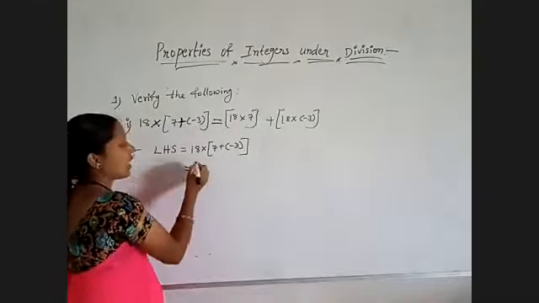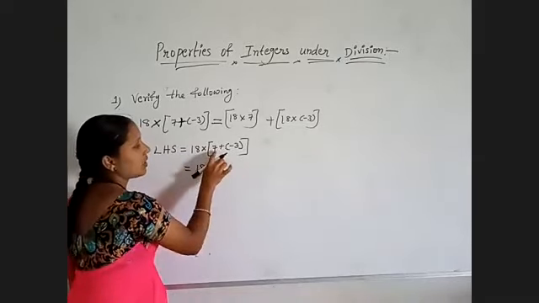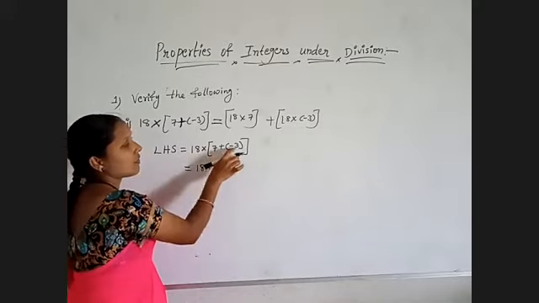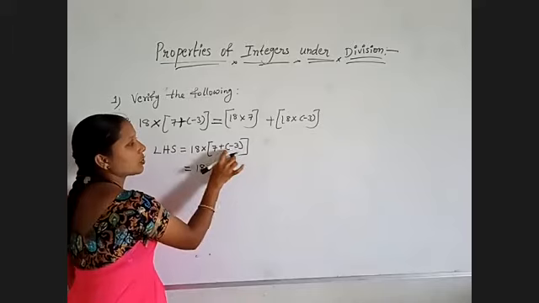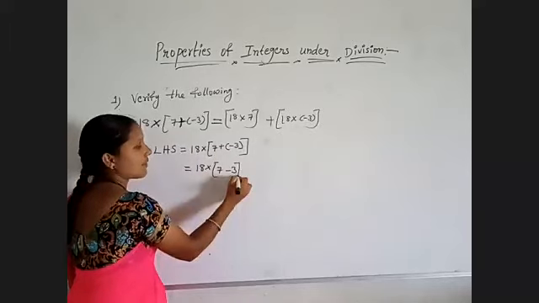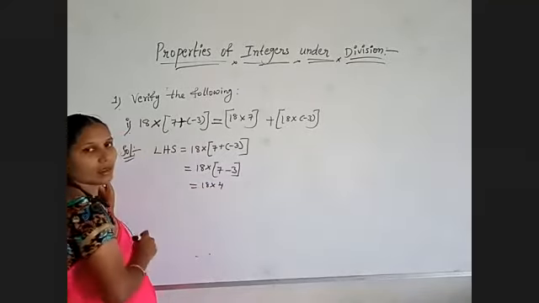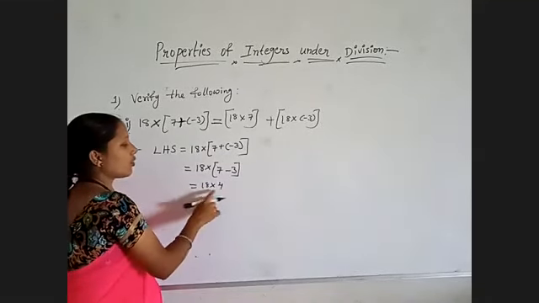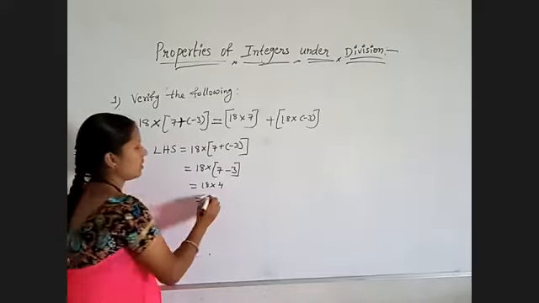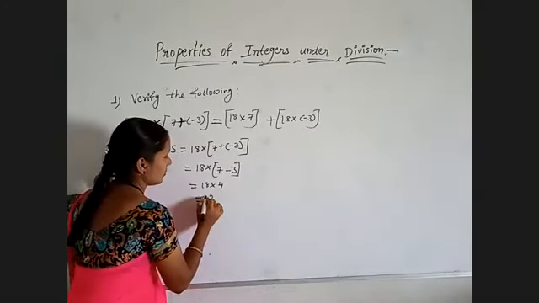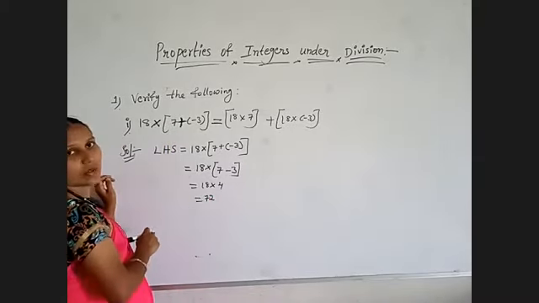Now simplify. 18 into 7, and one is positive, one is negative. First remove this bracket. Plus into minus is minus. So 7 minus 3 is equal to 4. Now, 18 4s are how much? 72. So this is the way to write.